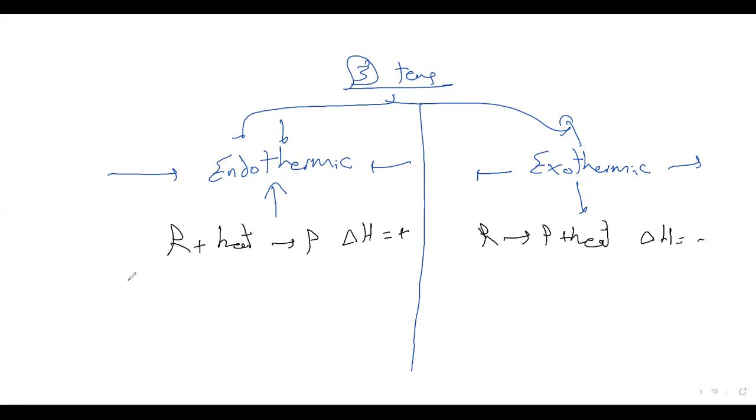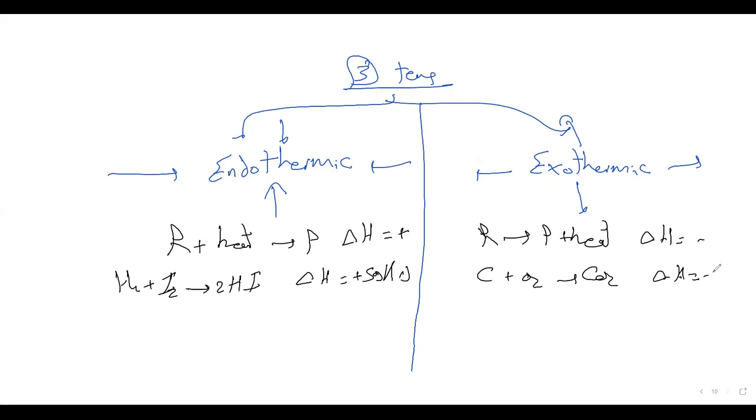For example, H2 plus I2 gives 2HI and delta H equals positive 59 kilojoules. C plus O2 gives CO2 and delta H equals negative 373 kilojoules. Heat is on the reactant side in one case, and on the product side in the other.